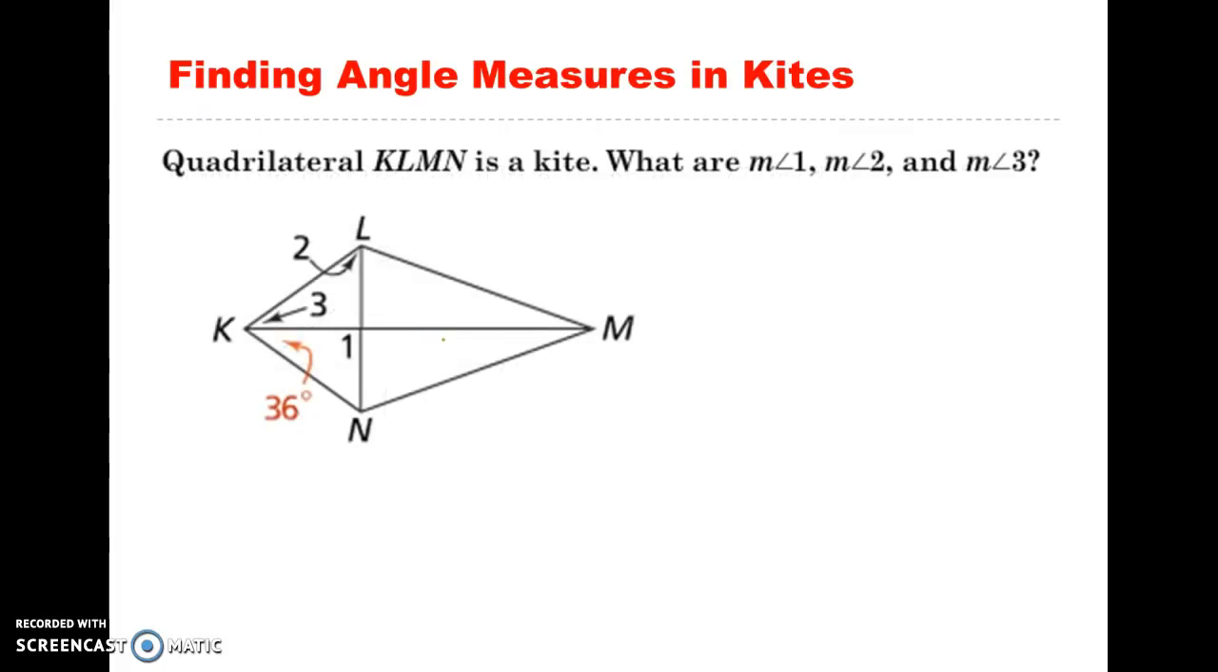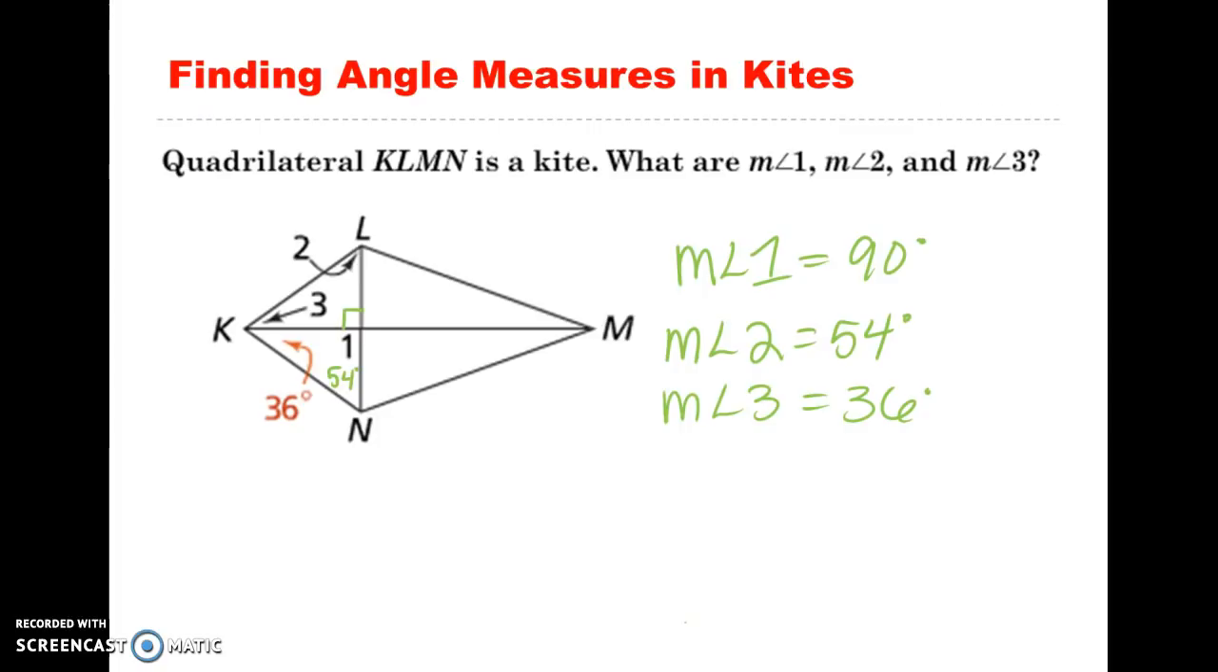Okay, pause the video. You find the measures of angle 1, 2, and 3 on your own, and then press play once you've got it and see if your answer matches up with mine. So for measure of angle 1, I automatically know it's 90 degrees because diagonals of a kite are perpendicular. For measure of angle 3, we're going to skip 2 for a second. I know the measure of angle 3 is 36 degrees because these two triangles are congruent. So 36 degrees is also the measure of angle 3.